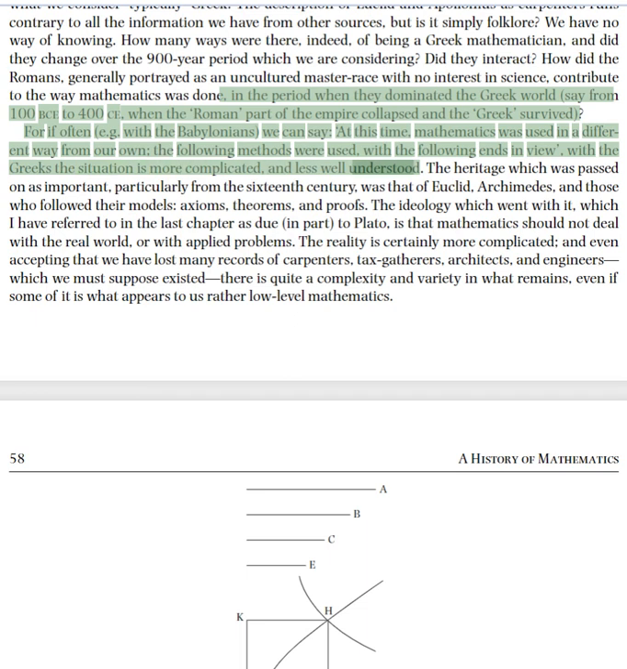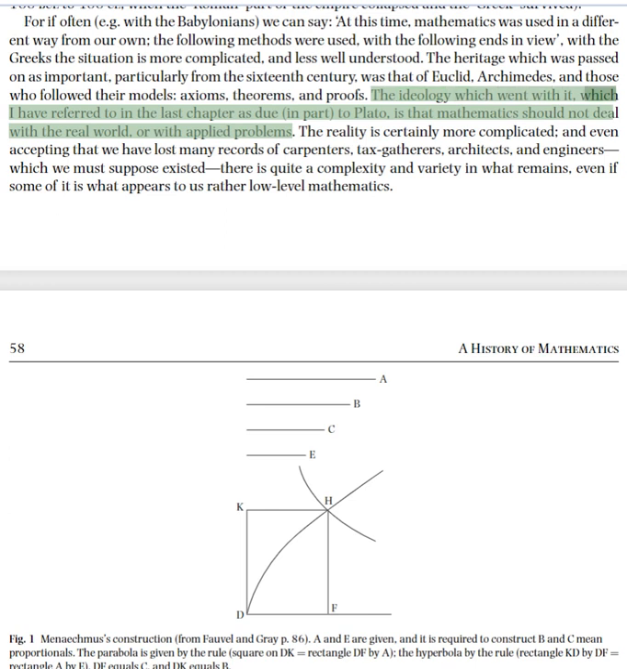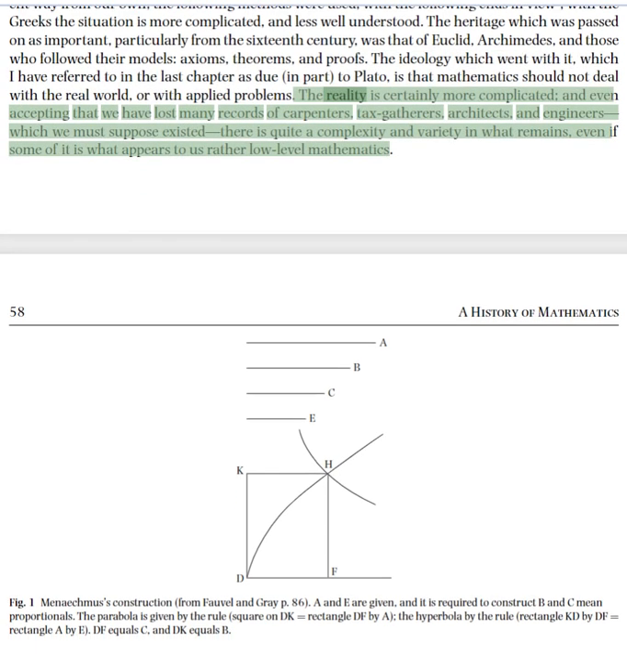The heritage which was passed on as important, particularly from the 16th century, was that of Euclid, Archimedes, and those who followed their models: axioms, theorems, and proofs. The ideology which went with it, which I have referred to in the last chapter as due to Plato, is that mathematics should not deal with the real world, or with applied problems. The reality is certainly more complicated, and even accepting that we have lost many records of carpenters, tax gatherers, architects, and engineers, which we must suppose existed, there is quite a complexity and variety in what remains, even if some of it is what appears to us rather low-level mathematics.